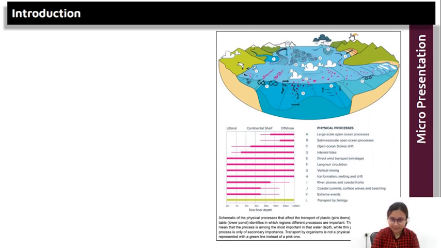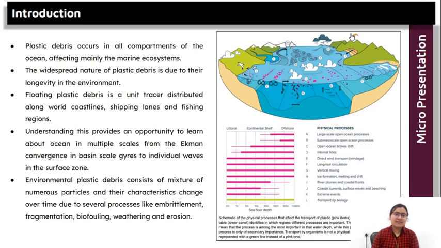So these are the different physical processes: the large scale gyres, mesoscale and submesoscale eddies, open ocean Stokes drift, internal tides and others, which we are going to discuss in the next few slides. Plastic debris can be seen in all the compartments of the ocean, affecting marine ecosystems. This is one type of mutualistic relationship: from these different processes we can learn about the plastic, and from plastic debris transport we can learn about the different physical processes occurring in the ocean.